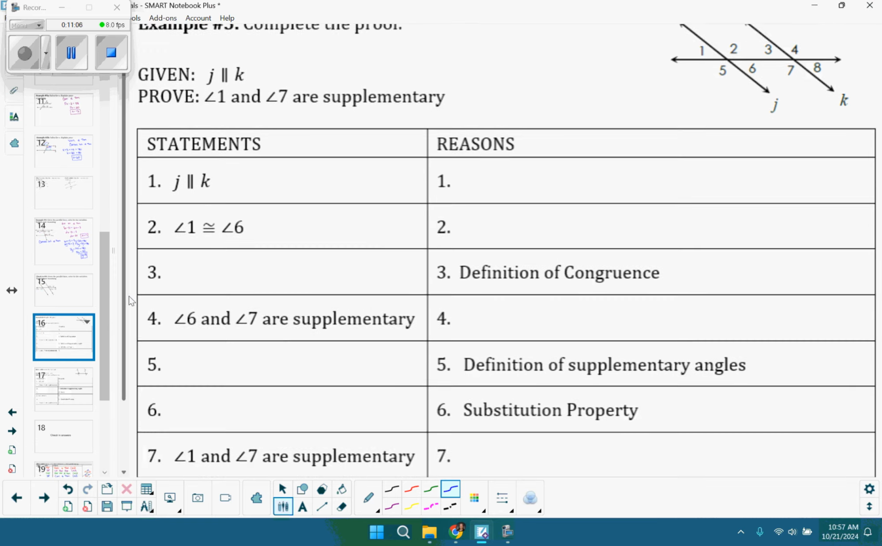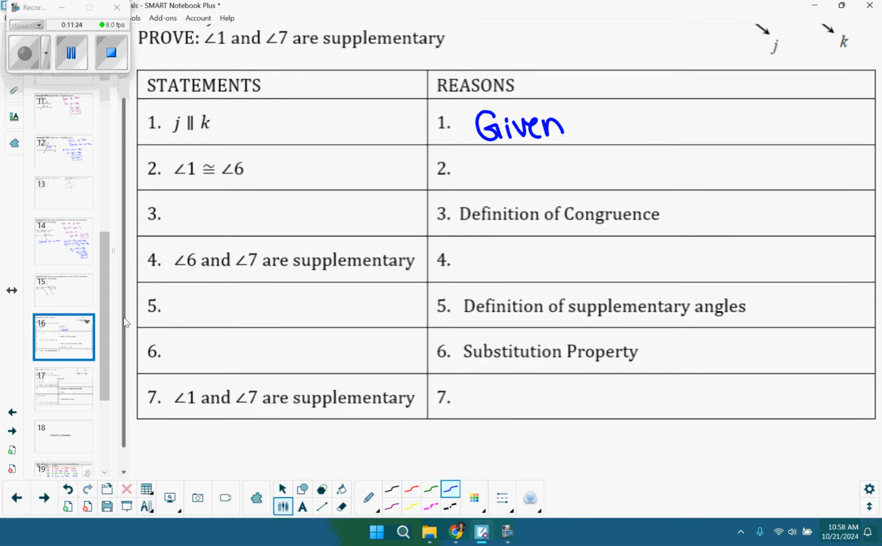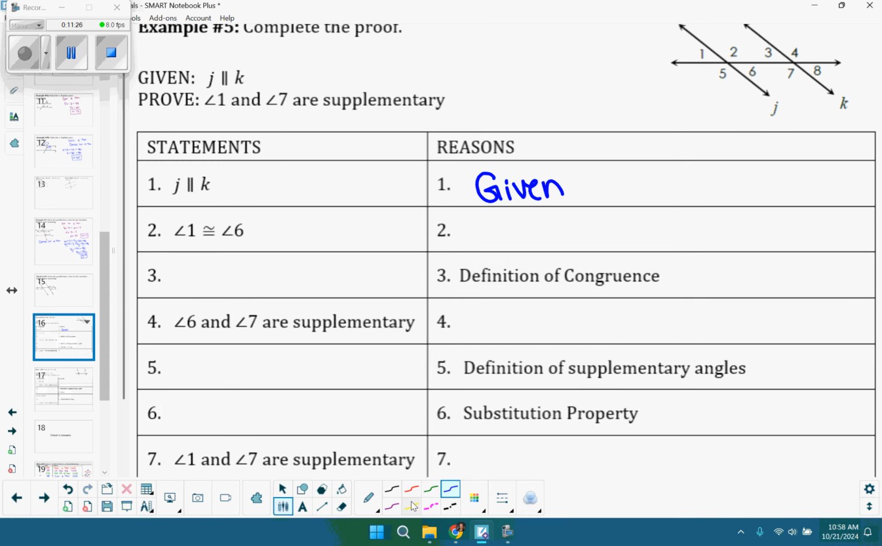And now we have proofs. So this proof, we are given that we have parallel lines. And as soon as I know I have parallel lines, I know I can now use any of my new relationships. So I'm going to fill in my given here, and I'm going to check to make sure my proof statement is there. It is. So that's all I can do so far.